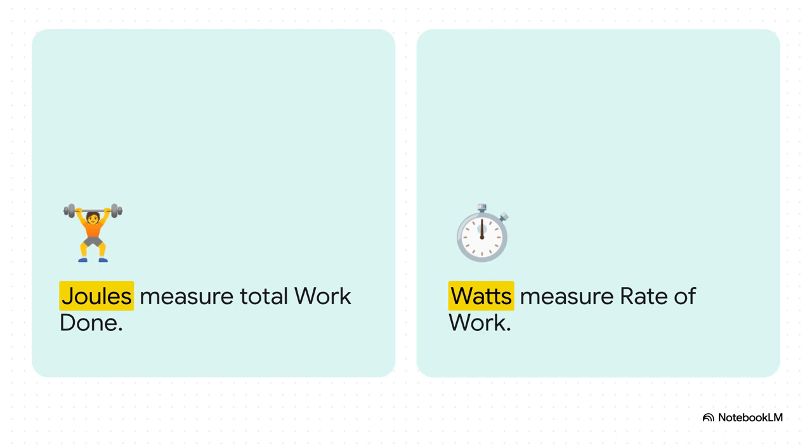Think of it like this. If 2 people haul the exact same box up the exact same flight of stairs, they're doing the exact same amount of work in joules. But the person who sprints up the stairs and finishes first, they're generating way more power in watts.